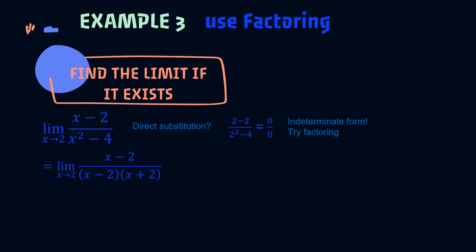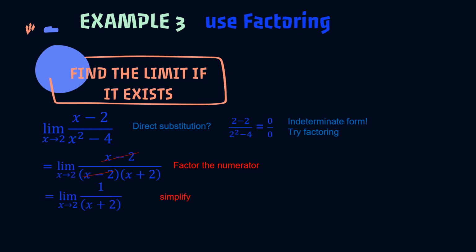So we have the expression x minus 2 over x plus 2 at the bottom. We can notice that we can cancel the factors at the top and the factors at the bottom. So the limit of this expression when x gets close to 2 becomes, after we cancel x minus 2 from the top and the bottom, 1 over x plus 2.